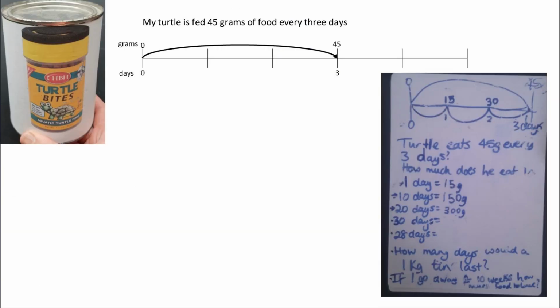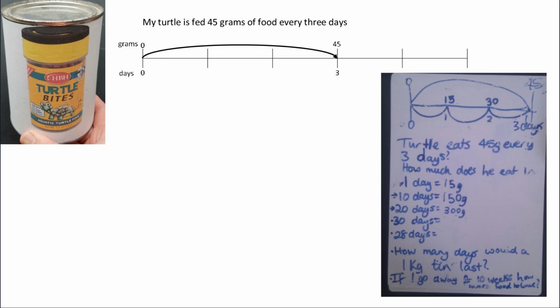So when I did this, I had a really high year 2, so that's, say, 8-year-old kids. And they wanted me to do something a bit different with them. So I thought, all right, let's go in with my turtle. And I just told these kids, my turtle gets fed 45 grams of food every 3 days. And I thought I would start with double number lines like this.